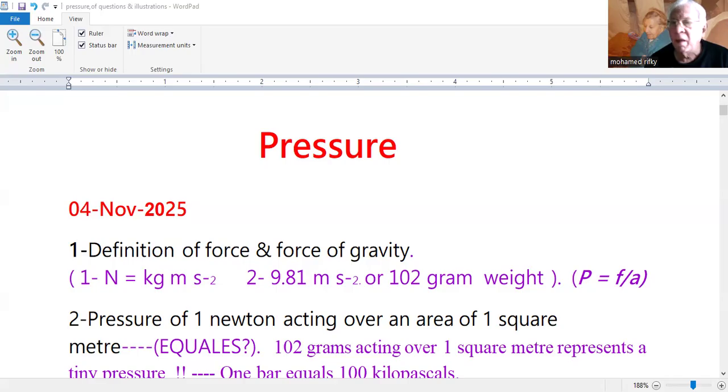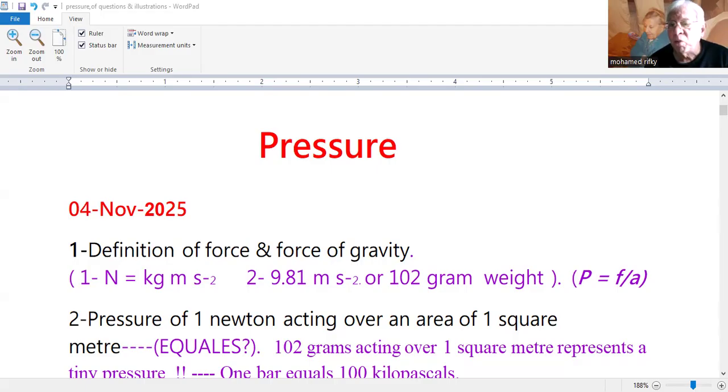Now, if you are asked to give a hint about the definition of force and the force of gravity, of course, force is represented by Newton. I don't want to go into further explanation, but you must know that Newton equals kilogram meter per second squared, and the force of gravity is 9.81 meter per second squared. So simply speaking, if you rearrange this equation, you'll find that 1 Newton equals 102 gram weight. So we are shifting from Newton to gram weight.